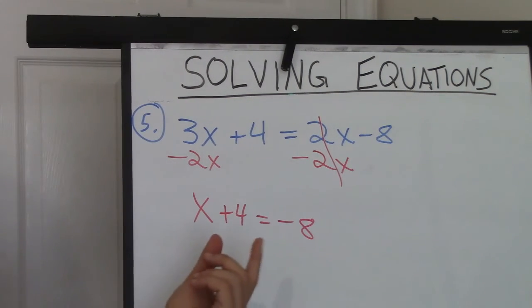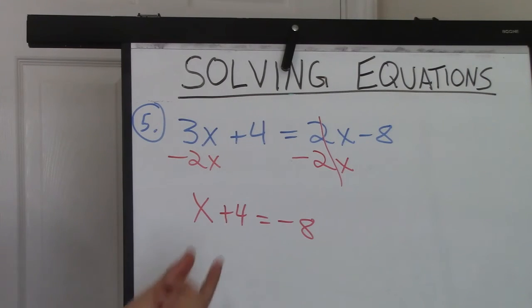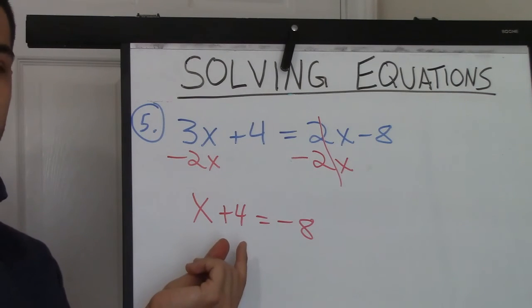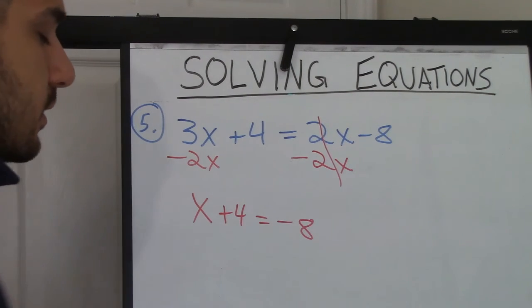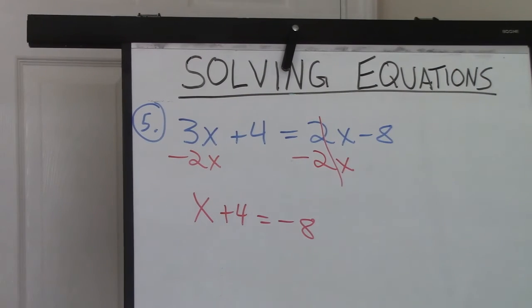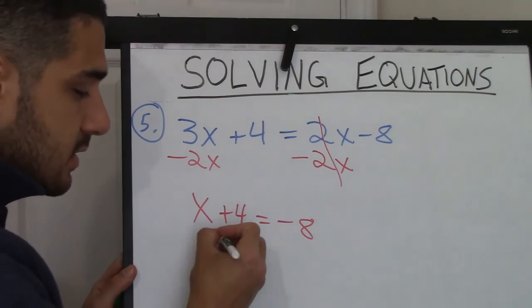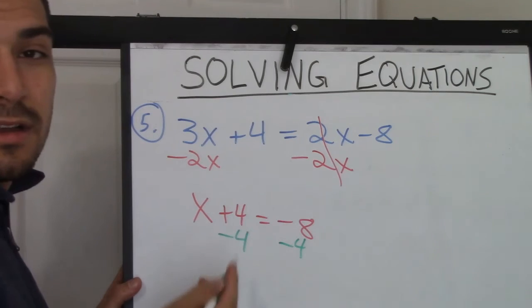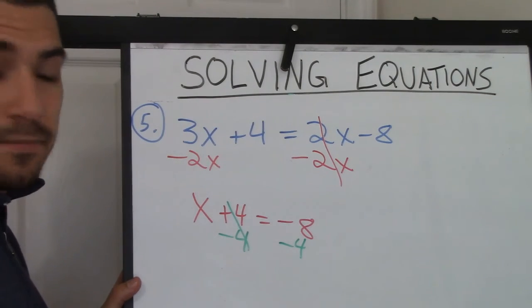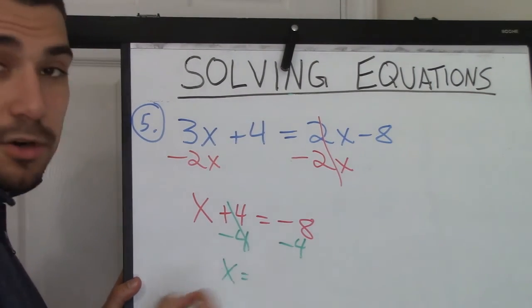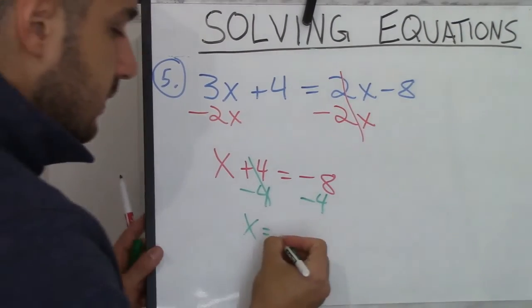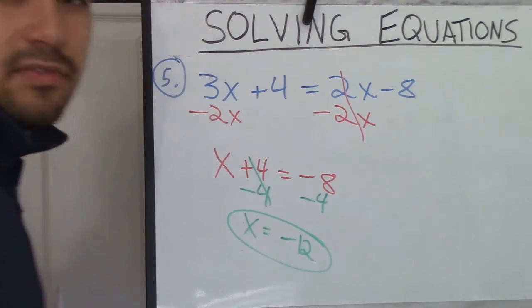So now, this is just like the examples from before. All we need to do is undo what is being done to x. Only one thing is being done here, which is adding 4. So we have to undo that, and to undo addition, we need to use the inverse of addition, which is subtraction. So I'm going to subtract 4 from both sides. That undoes the plus 4. I have x by itself, which is my goal. And negative 8 minus 4 is negative 12. And there's my solution.